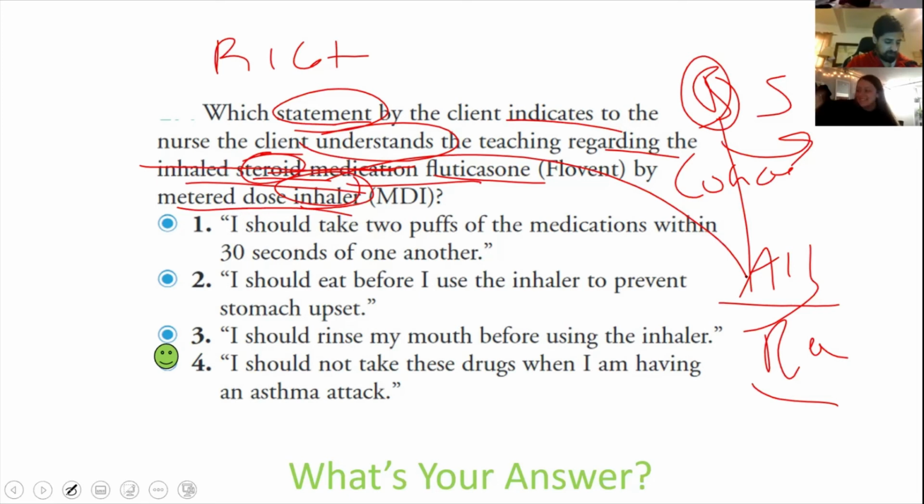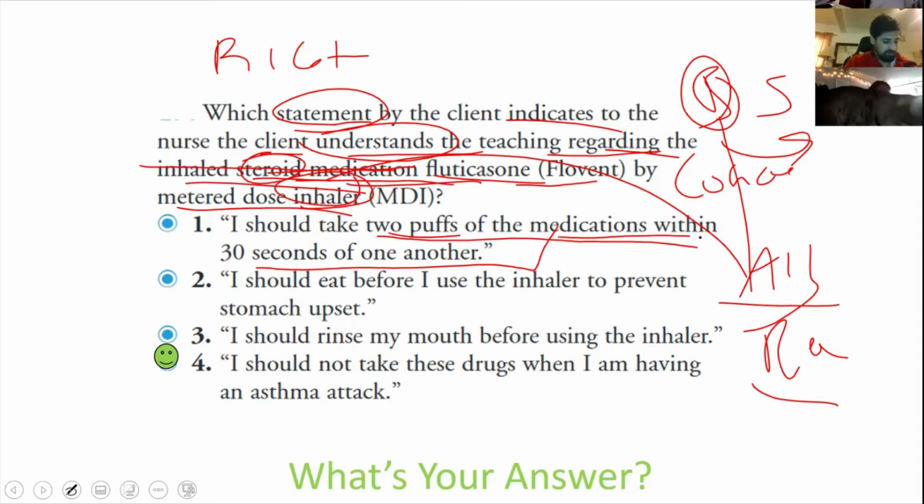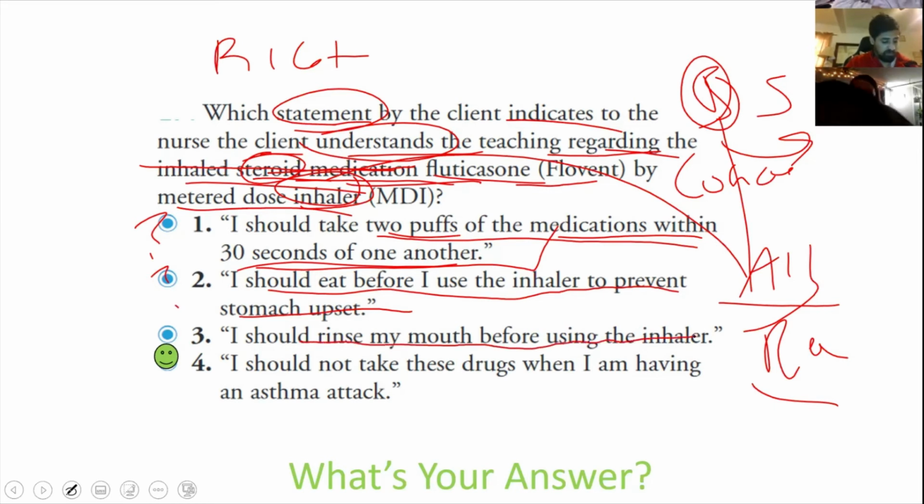And all right. So, anyways, I should take 2 puffs of the medication within 30 seconds. Okay, client understands the teaching regarding, okay, 2 puffs within 30 seconds. Okay, maybe I'm not sure on that. Okay, so I should eat before the inhaler to prevent an upset stomach. Maybe I'm not sure about that. I should rinse my mouth out before using the inhaler. That seems okay.